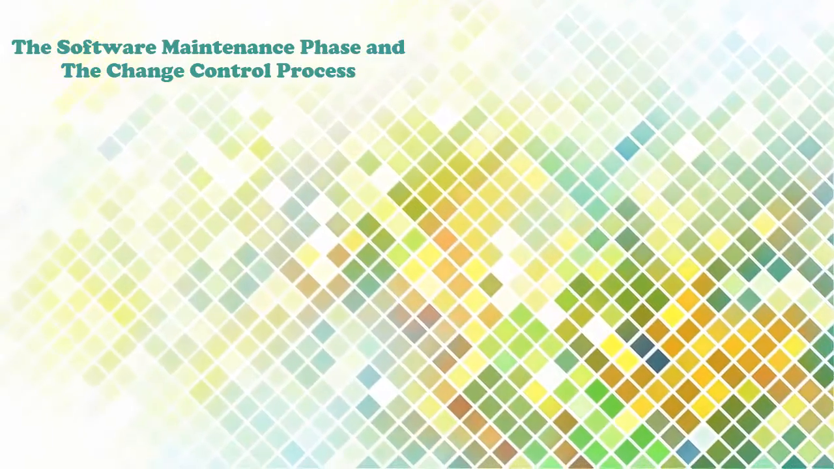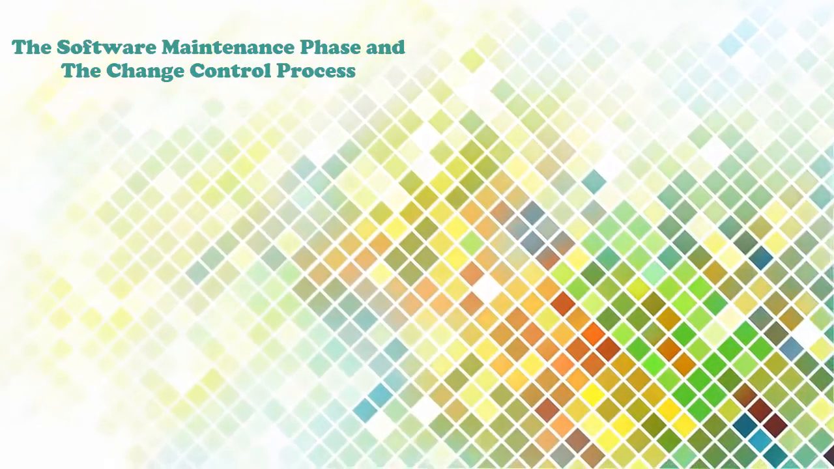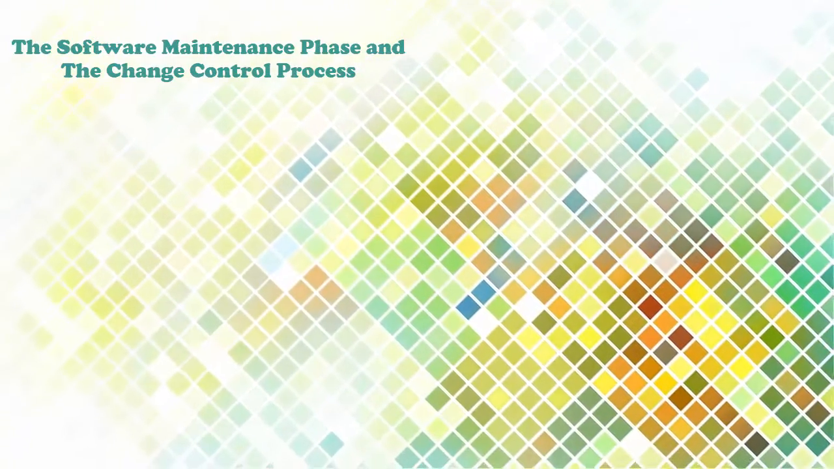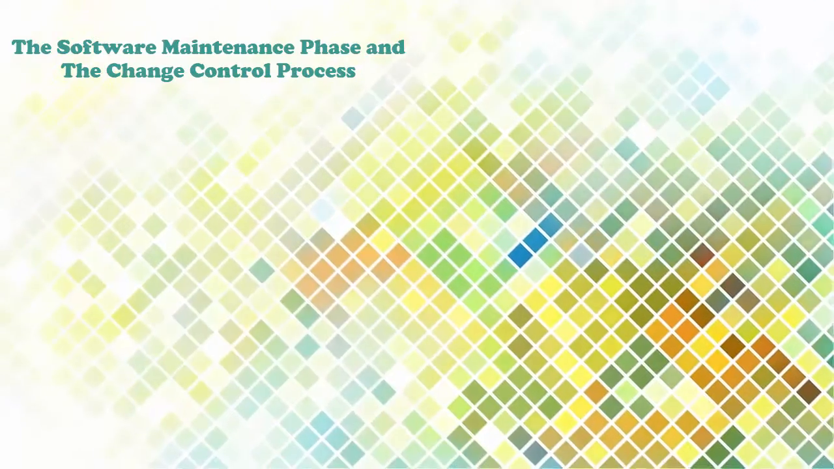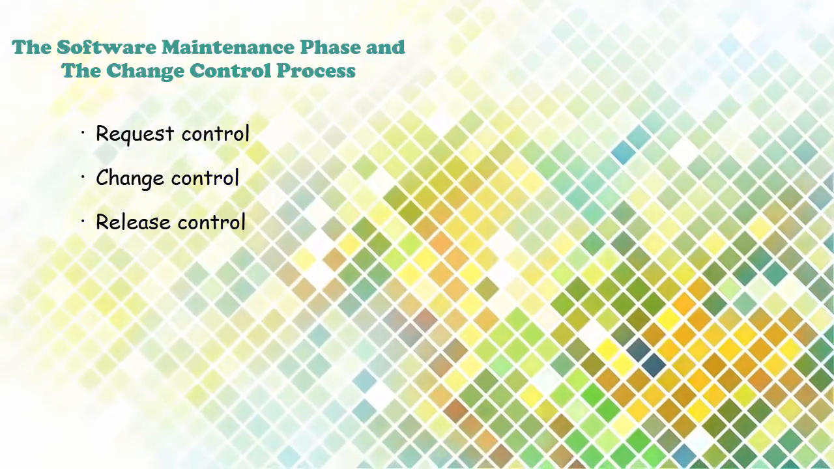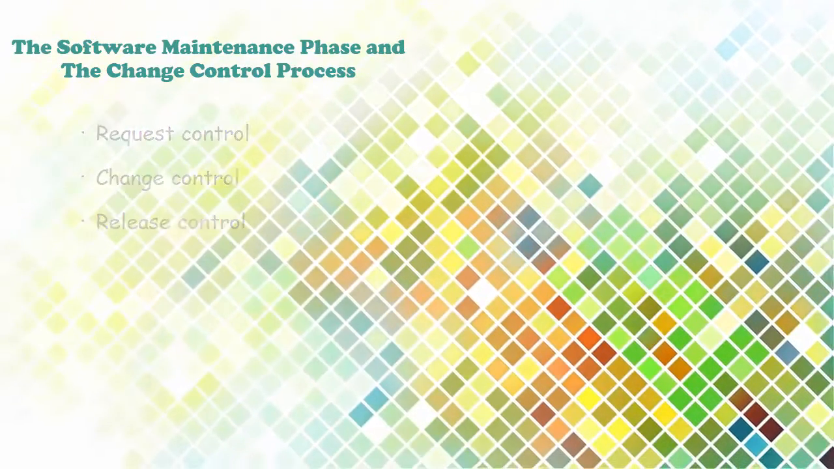So the maintenance phase of the software life cycle is the last step of the cycle. This phase of the life cycle is introduced after the design stage. The maintenance phase is divided into three subphases, which are request control, change control, and release control.